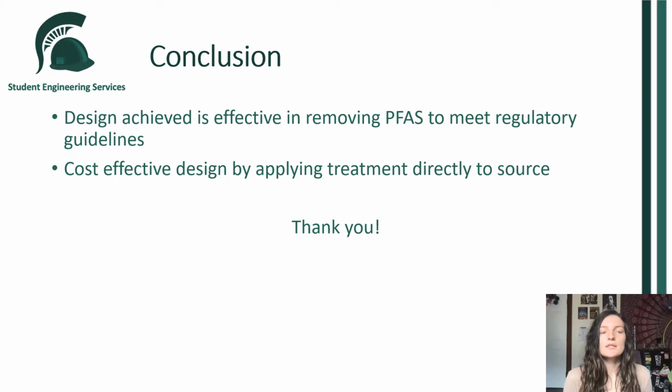So in conclusion, the design of the GAC system achieved is able to effectively remove PFAS in order to meet federal and state regulations at the location. This was the most cost-effective design approach by applying the treatment directly to the industrial source rather than attempting to treat the large volume of water that enters the Muskegon wastewater treatment plant every single day. By treating water at this source, it will significantly decrease the PFAS concentrations found at the wastewater treatment plant because this is such a significant contributor to pollution in the area.